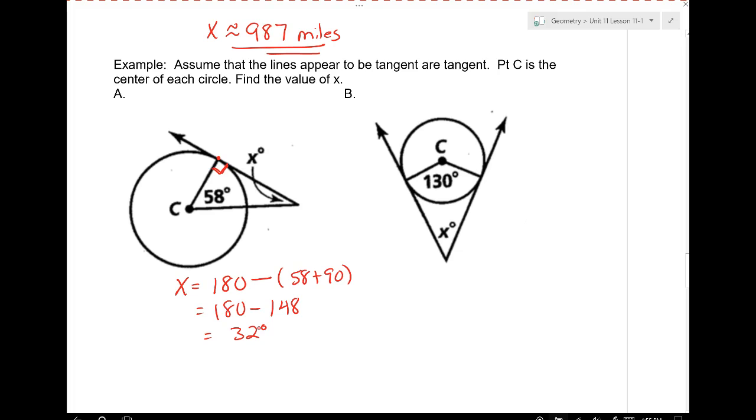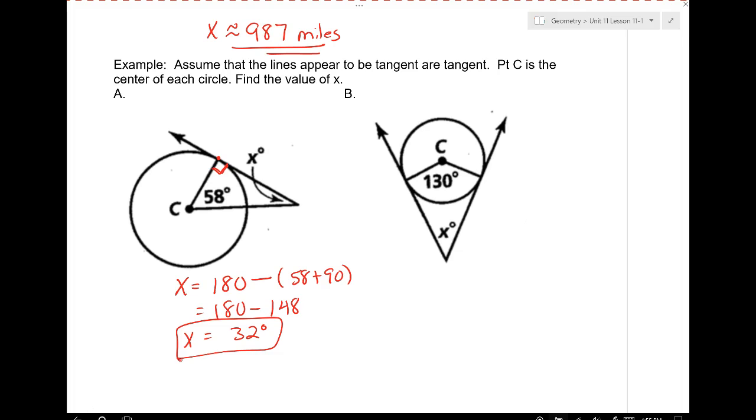Now, if you remembered that the acute angles of a right triangle are complementary, you could have also gone 90 minus 58, which is also 32 degrees. But here's the thing. I don't want just answers. You still have to show me your work. You can punch it into your calculator after that, but you still got to show me how you started with this. Now let's look at the next one.